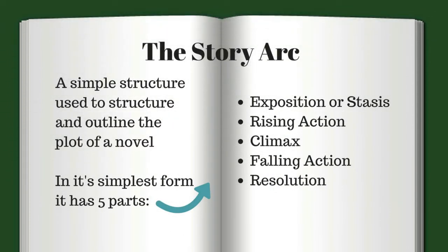The plot of a good novel that grips the reader is determined by the story arc. This is a simple formula used to structure and outline the plot of a novel. In its simplest form, it has just 5 parts. The exposition, or stasis, which is the beginning. Rising action. The climax, where everything comes to a head and the hero overcomes the greatest challenge. The falling action, leading down to the resolution, where everything is resolved and all the problems are sorted out.